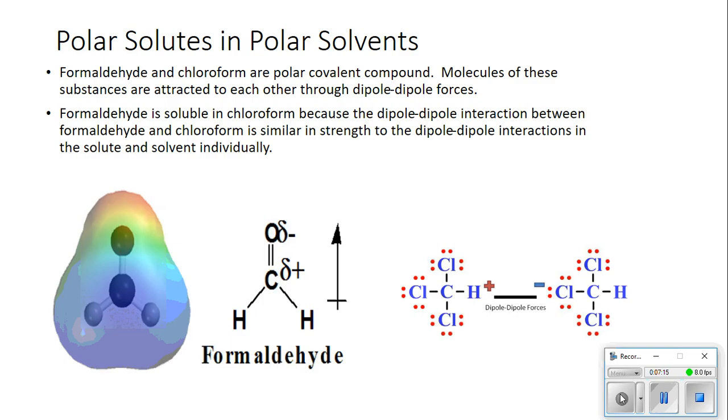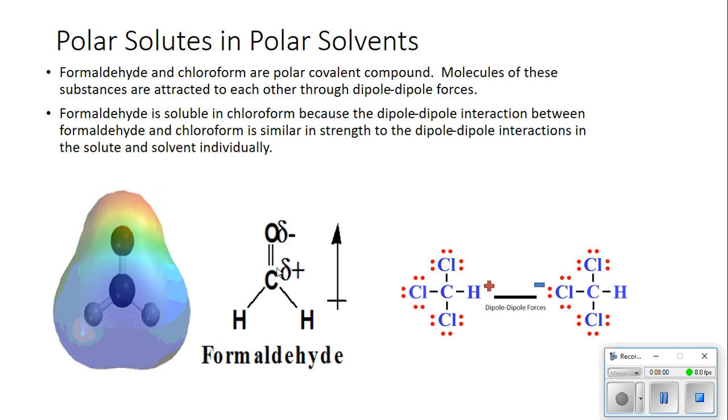So if you want to talk about how polar solutes dissolve in polar solvents, an example would be formaldehyde. Okay, so that's going to be CH2O. That is a polar molecule. And then chloroform would be your polar solvent. So that is CHCl3. So that is polar. So what will happen is the intermolecular attractive forces between formaldehyde molecules is dipole-dipole. That is the same thing as between the chloroform molecules, dipole-dipole.